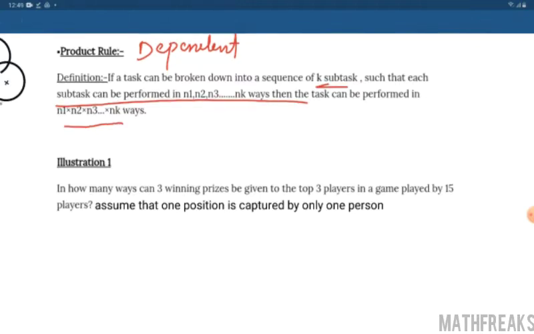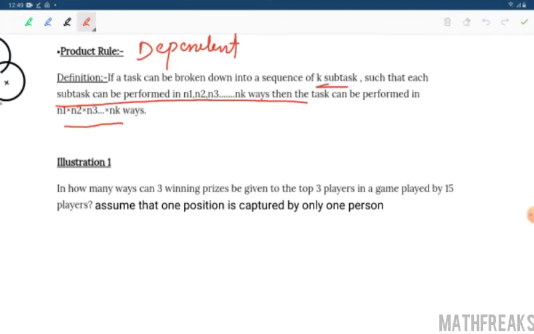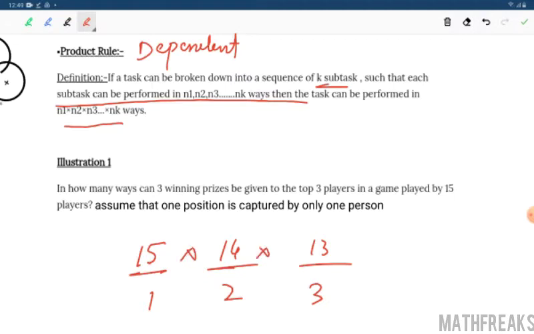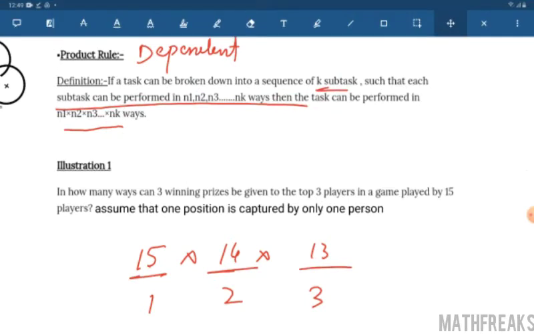This is not for solving, only for explanation purposes. First position, second position, third position. The first position can be captured by any of the 15 players. Now the first position is captured by 1 among the 15, so we are left with 14 for the second position. Of the 14 that were left, 1 captures the second position. Then the third position can be captured by 13. So we can see that the cases are dependent on each other, so we take their product. That is the product rule.